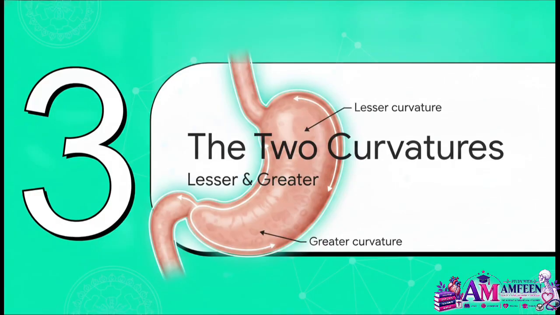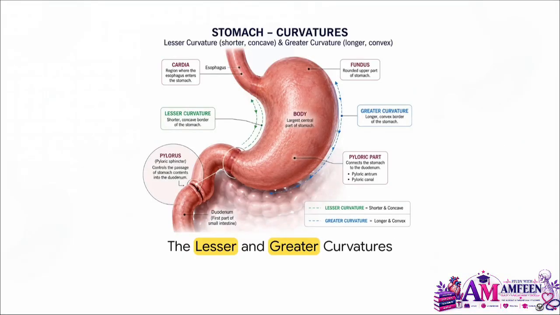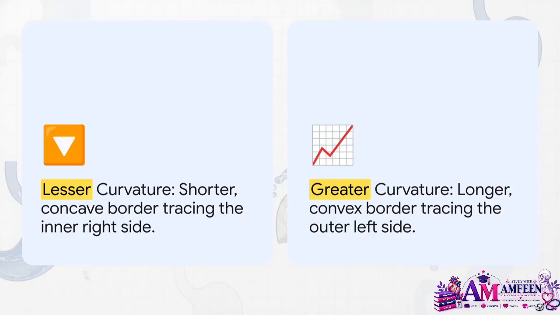Section 3. The two curvatures. Now let's look at the two borders of the stomach. The shorter, concave border is called the lesser curvature. The longer, convex border is called the greater curvature. So, an easy way to remember this: lesser curvature equals shorter and concave, greater curvature equals longer and convex.